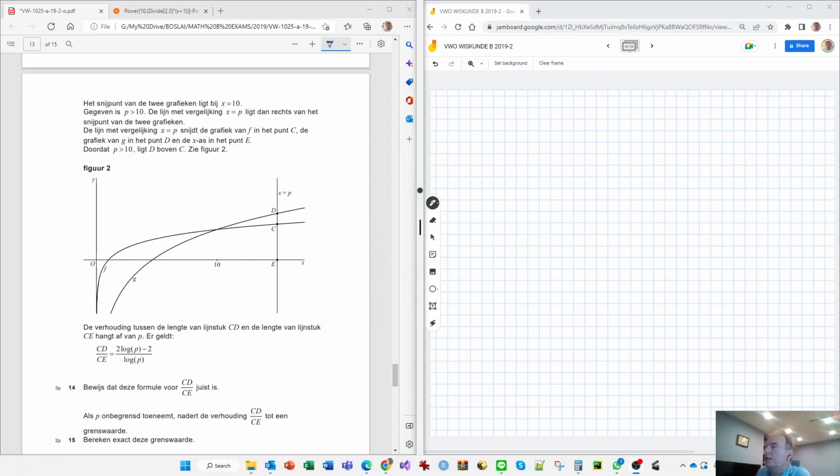Question 14, they say that these two graphs intersect at x equals 10, and if we have a line x is p for p larger than 10, it will intersect in 2 points C and D, and that p larger than 10, okay, the proportion between CD and CE depends on p. And we have this equation and we have to prove that.